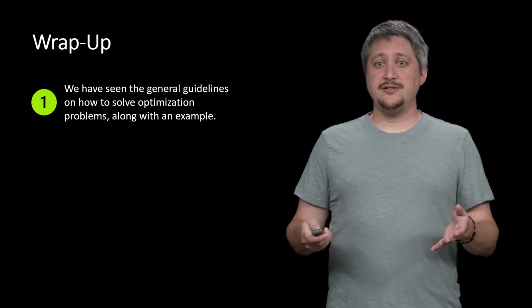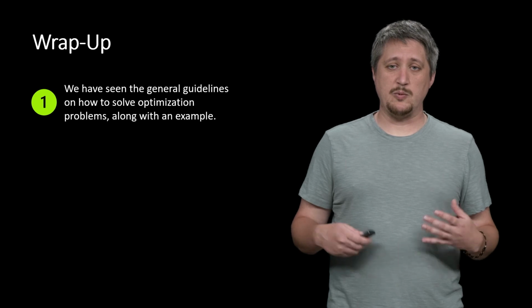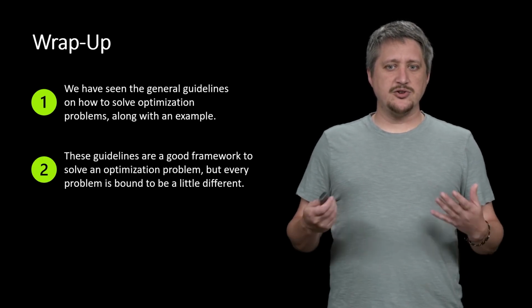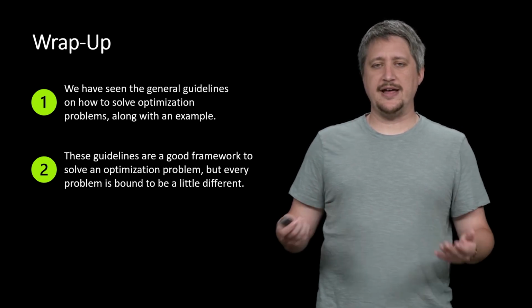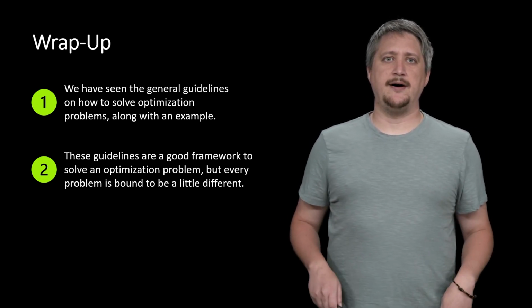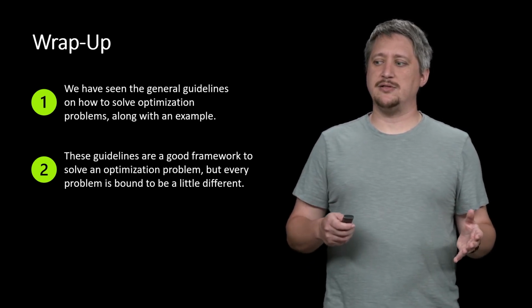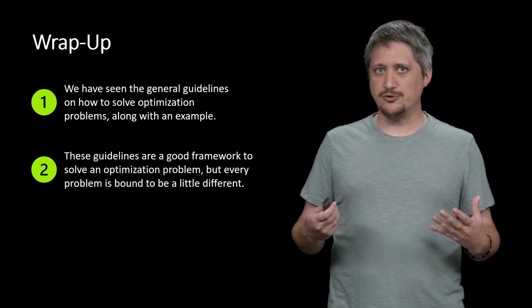Okay. So what do we do? So we've seen general guidelines on how to solve optimization problems. And we went through this sort of soup can example. And these guidelines are good, right? They make a good framework to solve optimization problems, but every problem is a little bit different. So from problem to problem, it may not look like a similar solution, but the overarching steps should be generally the same.